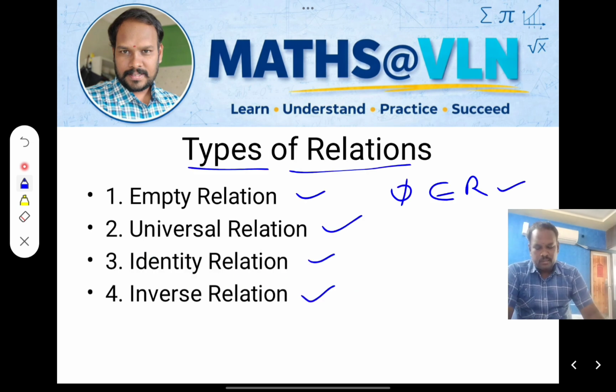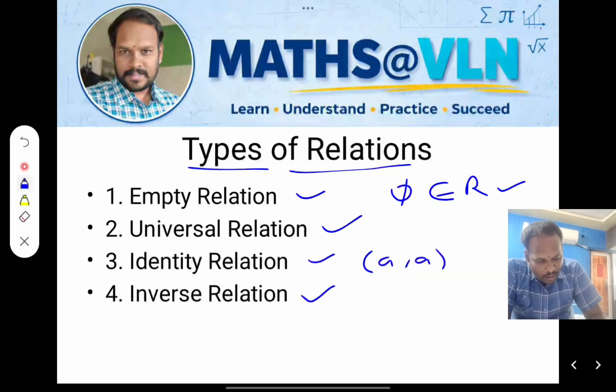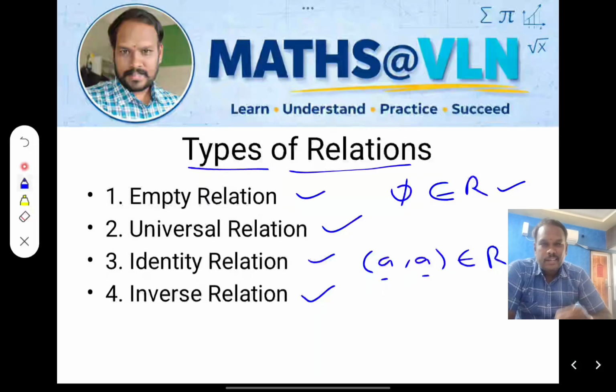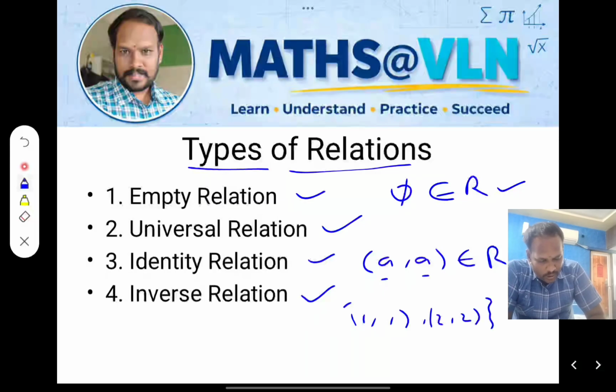And what is an identity relation? If you get the same value, (a, a) belongs to that relation, this type of relation we call an identity relation, and it cannot allow other elements. For example, (1,1), (2,2) belong to that relation, then we call it an identity relation.